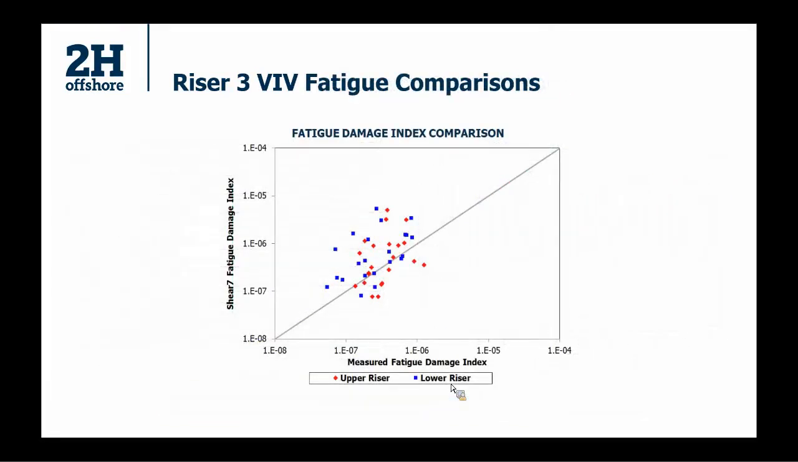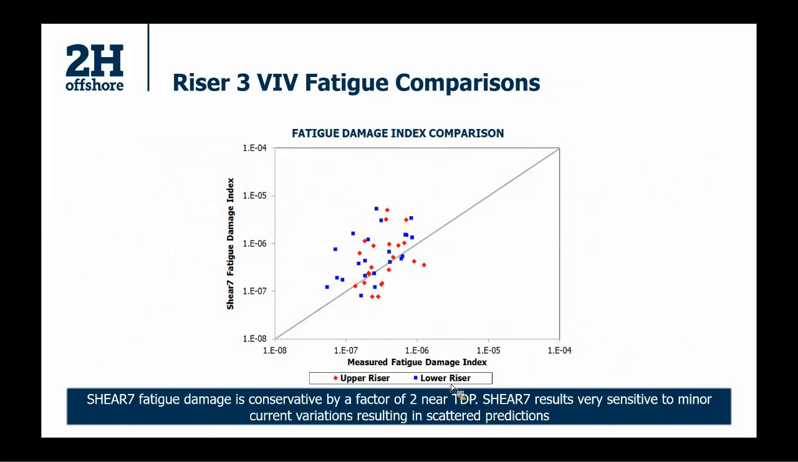Let's look at fatigue damage. So a similar plot as I showed for wave, measured versus Shear 7, and you can see that Shear 7 is conservative by a factor of 2 near the TDP. However, there is a lot of scatter. Basically, Shear 7 is very sensitive to the input current data, and that's why we think there is a need to calibrate it. And also, some of you may have seen the drilling riser plots where we show that the Shear 7 results are like 30 times or 10 times more conservative. And we did not observe that for the SCRs. It is a factor of 2 conservative.